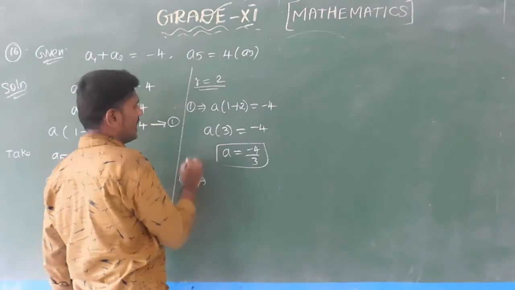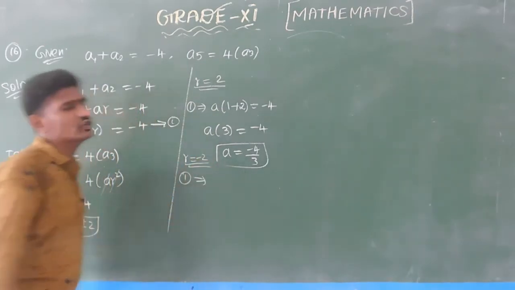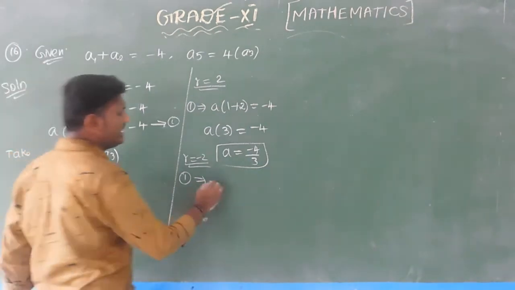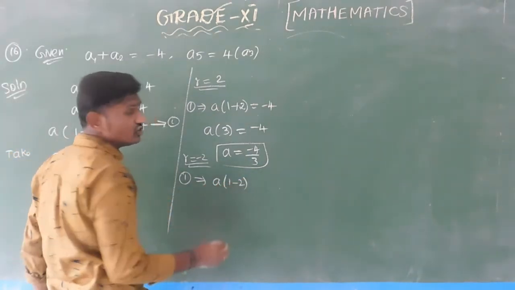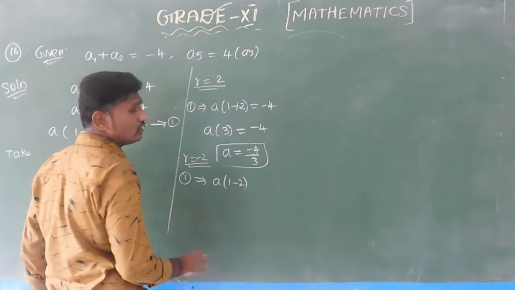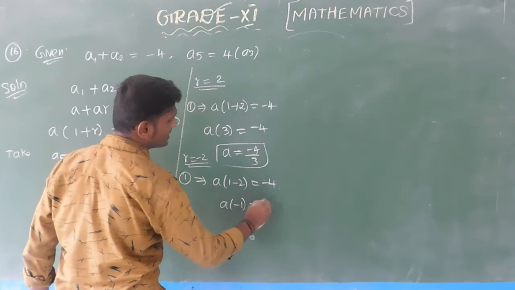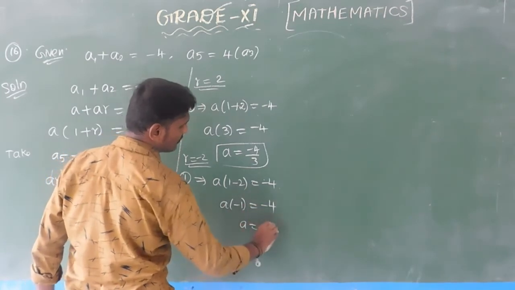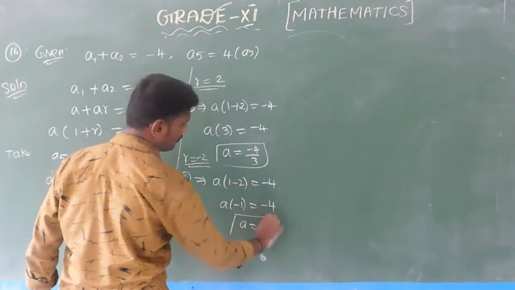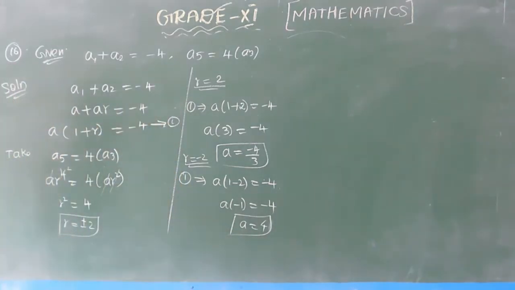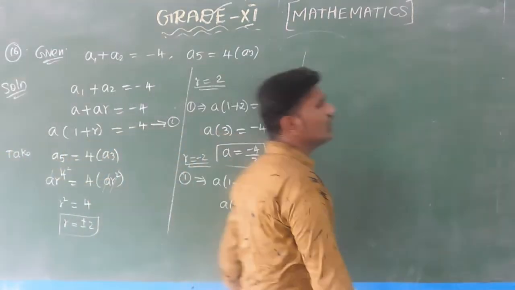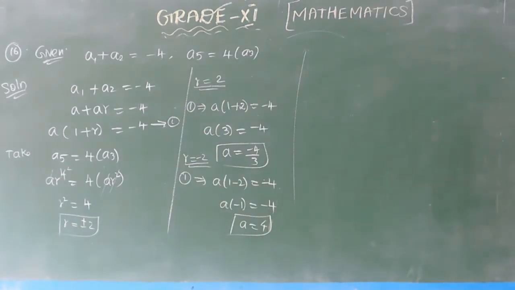And next I am going to substitute r equal to minus 2, students. Now a into 1 minus 2, which is equal to minus 4. And a into minus 1 is equal to minus 4. So the final value of a is 4. So finally you got the values of the common ratio and the first term in two values. Now I am going to substitute to get the GP.